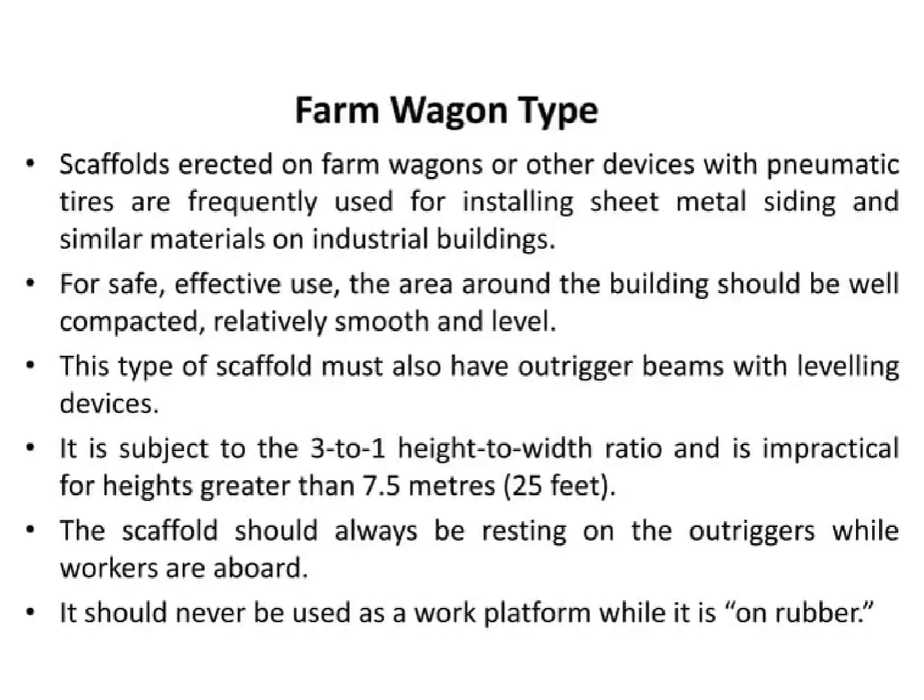To use farm wagons or other devices with pneumatic tires safely and effectively for installing sheet metal siding and similar materials on industrial buildings, the area around the building should be well prepared, relatively smooth and level. Outrigger beams with leveling devices should be used, with a recommended 3:1 height-to-width ratio and a maximum height of 7.5 meters, 25 feet. Workers should only be on the scaffold when it is resting on the outriggers, and should never be on it while it is on rubber.